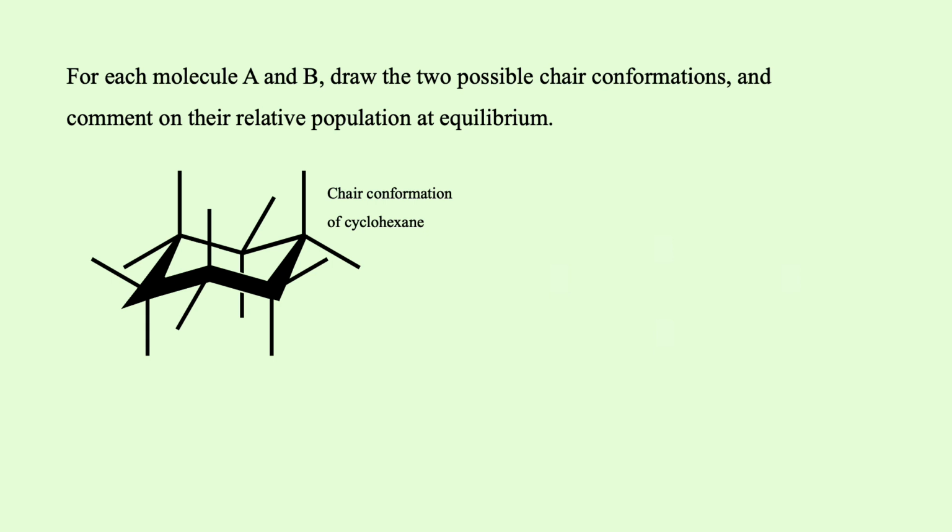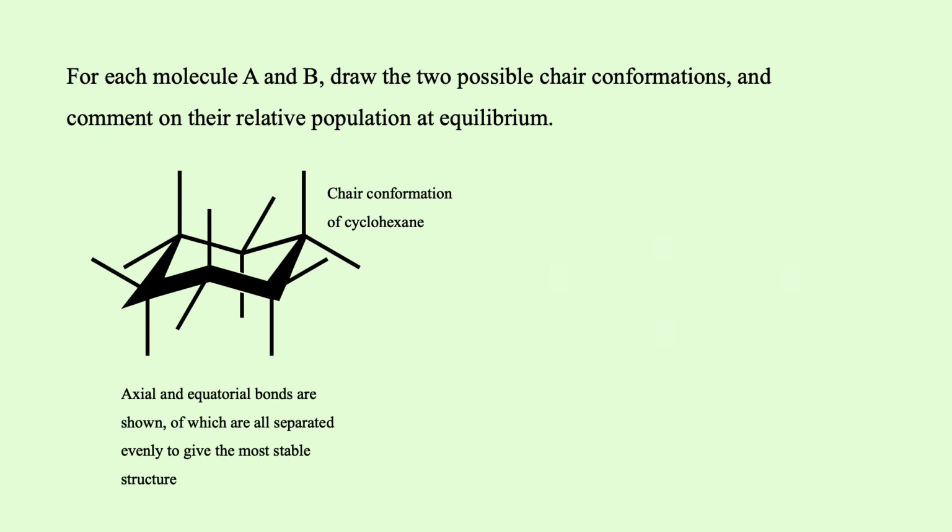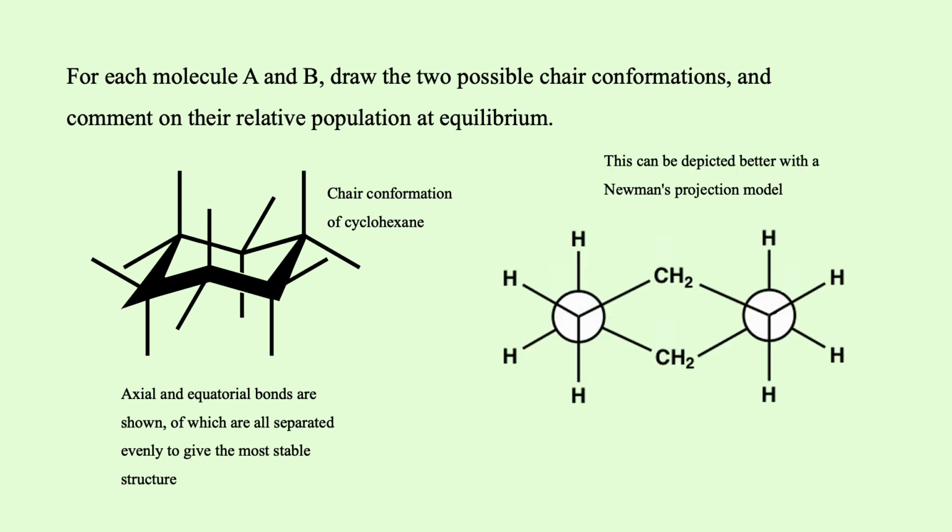In this chair conformation of the cyclohexane, you can see both the axial and equatorial bonds coming off the cyclohexane, and at the ends of these would just be hydrogen if it was cyclohexane. And the bonds are perfectly separated, which is why it's the most stable structure. And this could be depicted better with the Newman projection model. You can see the carbons and how they're the same. Maybe that'll make it easier to understand, but you can see they're all staggered, where they're perfectly separated.